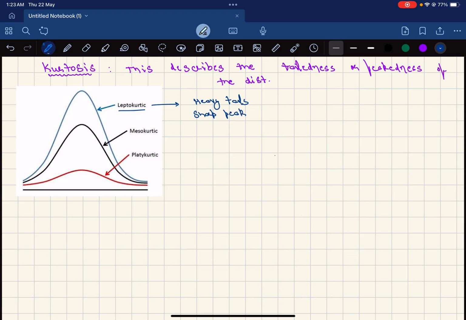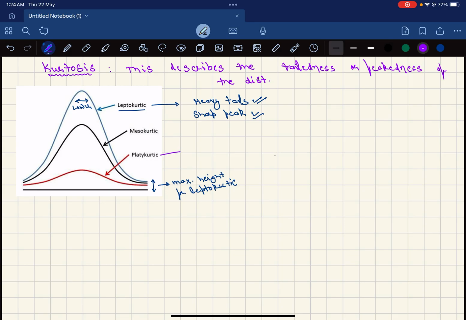So clearly, since this particular width here is lower, there is a sharp peak which is visible here, and as you can see, the height of the blue curve here is the maximum height for leptokurtic. Therefore, that is why we said that the tails are on the heavier side and this is a sharp peak distribution.